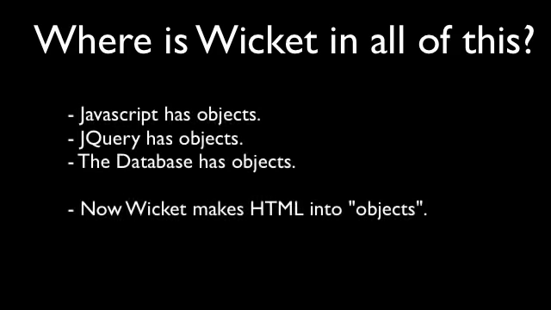So where's Wicket in all of this? Well, like I said, JavaScript, jQuery, and database, they all have objects whether they're used or not. But now Wicket makes HTML into objects and almost groups all these things into one framework that very easily behave together. Or that's the goal, at least. So now, why do I want that?